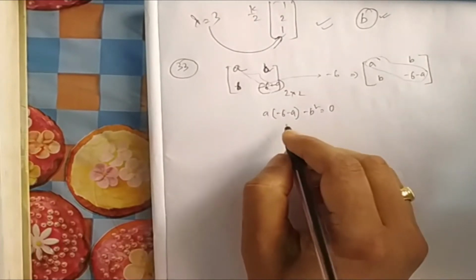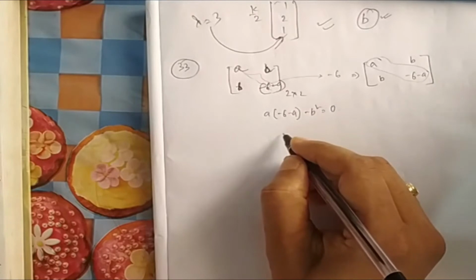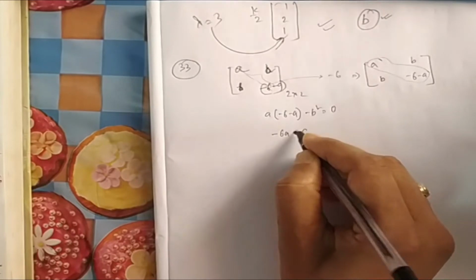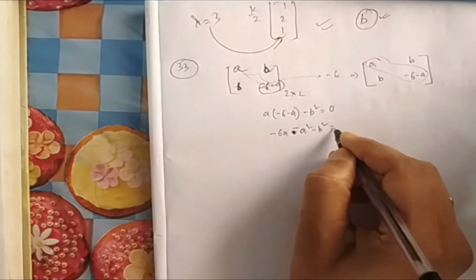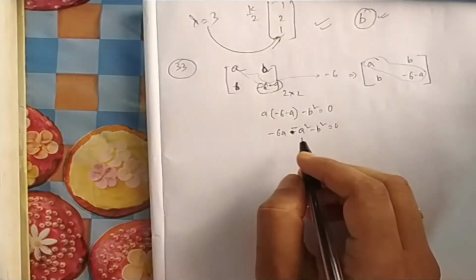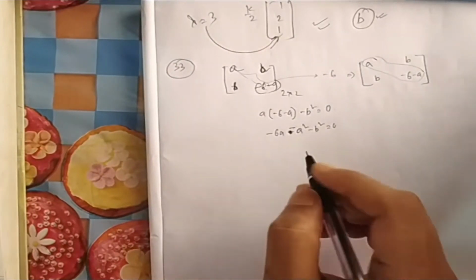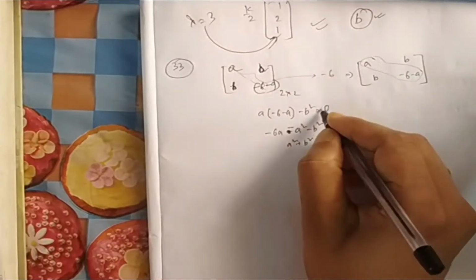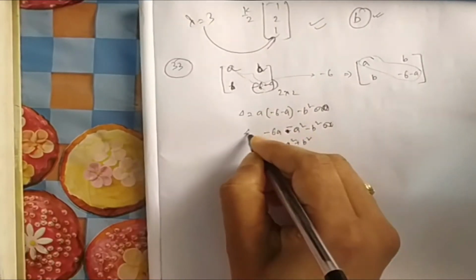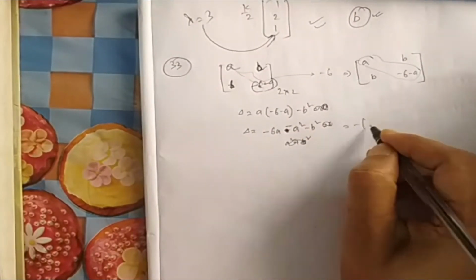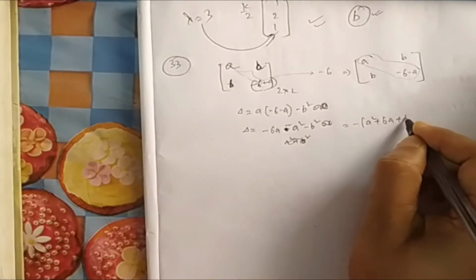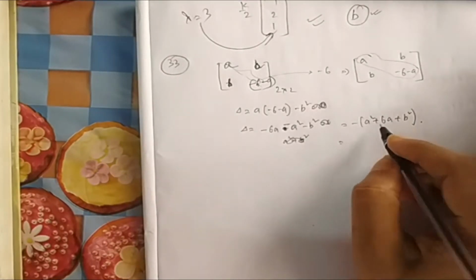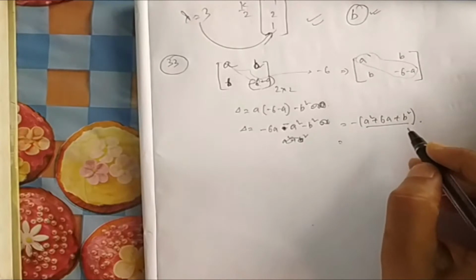equal to 0. Or if you consider it, then it will be minus 6A minus A square minus B square. This is my determinant. So if I take minus common, then it is A square plus 6A plus B square. Now whenever they are asking for finding any maximum value or minimum value, if it is a quadratic, you try to make it a perfect square.